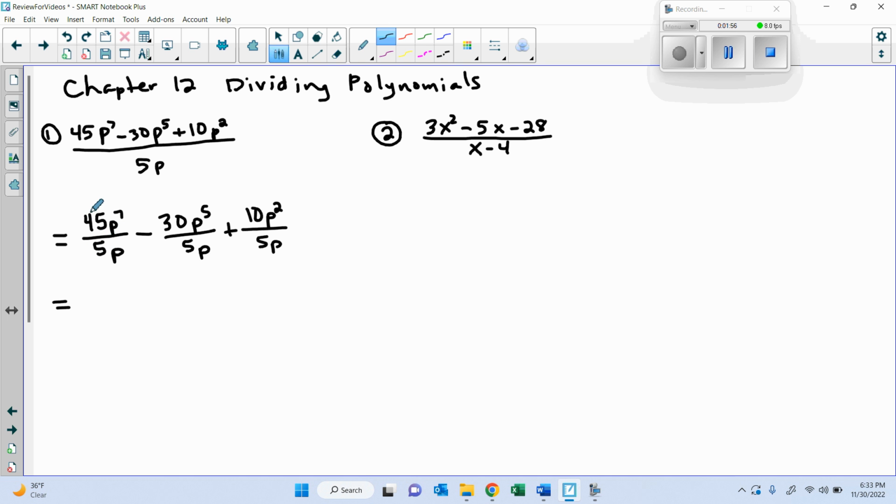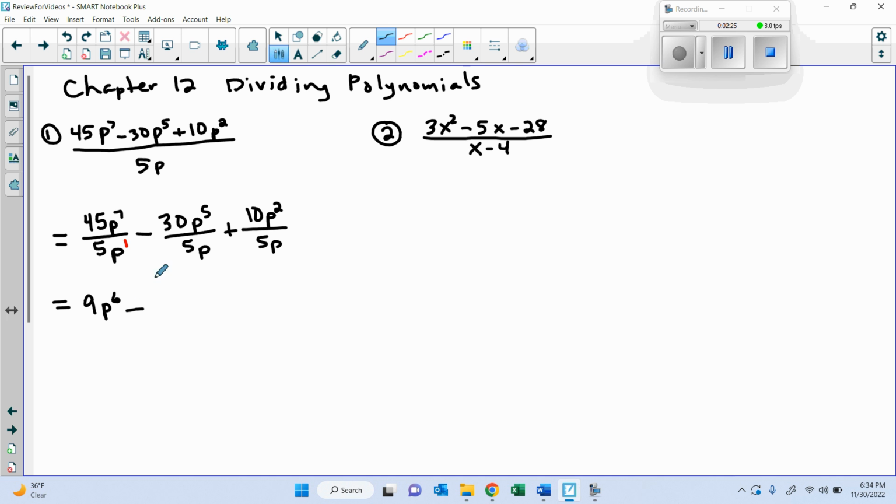So 45 divided by 5 is 9. So you'll just put a 9, and then you have p to the 7th over p to the 1st. Remember, write that 1 in. If it makes it easier for you, write the 1 in. And so you're going to have subtraction. This was reviewed in another video, so I'm just going to do it. You'll have p to the 7 minus 1, and 7 minus 1 is 6.